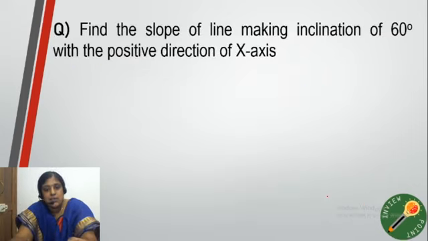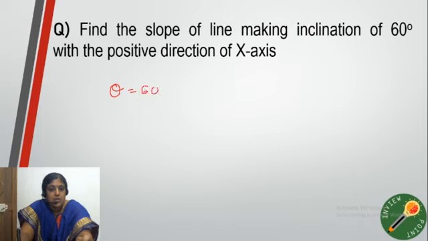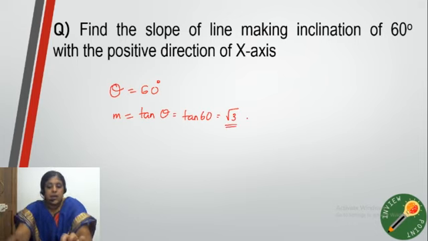Now let's solve some problems. Let's see the first question. Find the slope of a line making an inclination of 60 degrees with the positive direction of x-axis. The value of theta is 60 degrees. In the question they have asked to find the slope of the line. So m is equal to tan theta, that is equal to tan 60, which is equal to root 3. Is it clear?